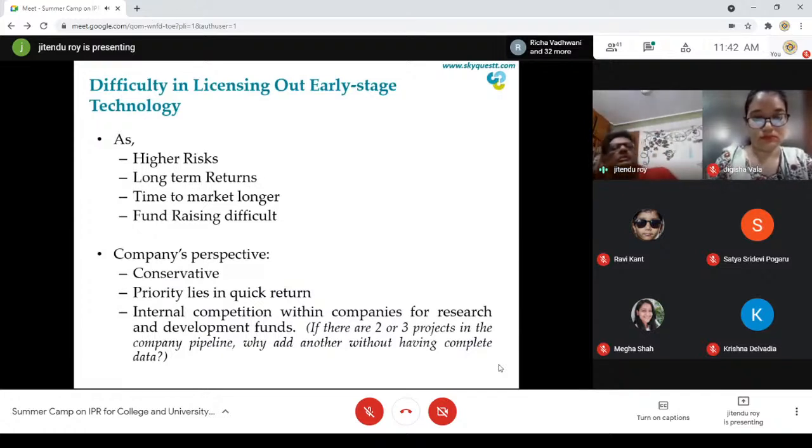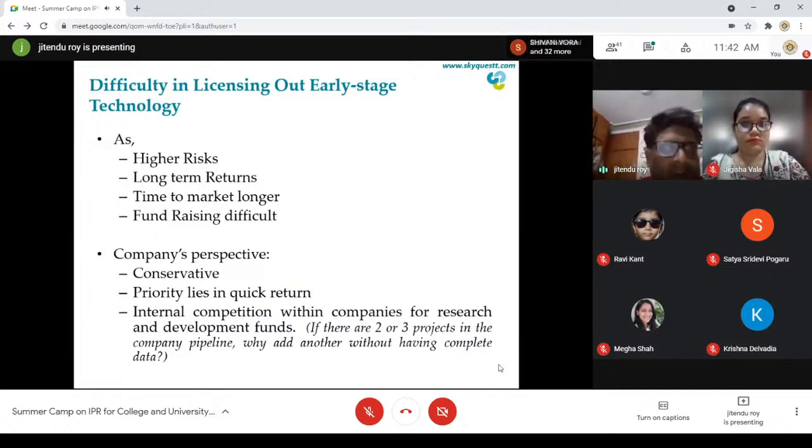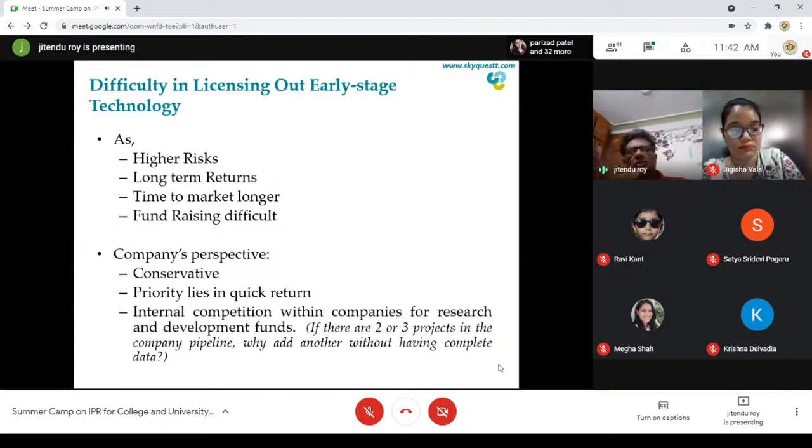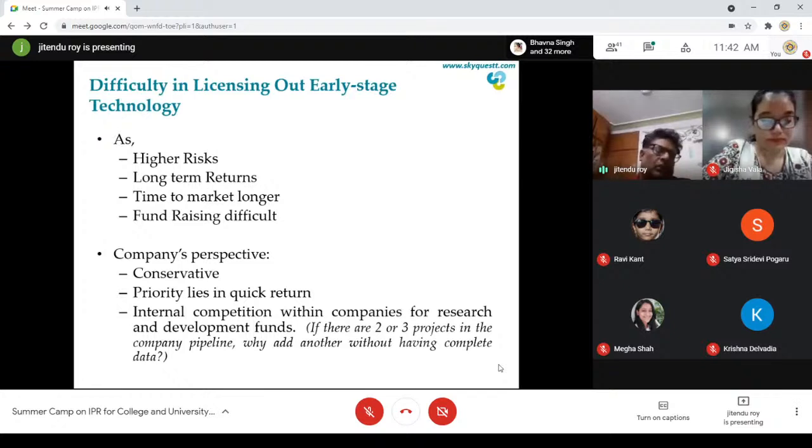Now, coming to what are the specific difficulties in licensing, as the topic demanded, challenges and opportunities. So I will take up the difficulties in licensing out an early stage technology. I probably might have understood by now what early stage, late stage and mid stage technologies are, but just so that for the audience, if it has not happened, an early stage technology is one which is at the lab, that is in an institute.